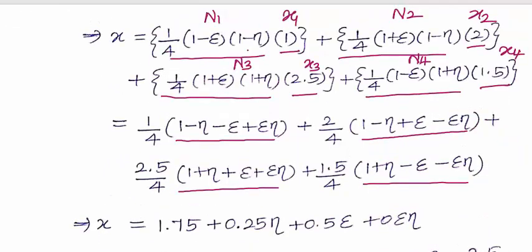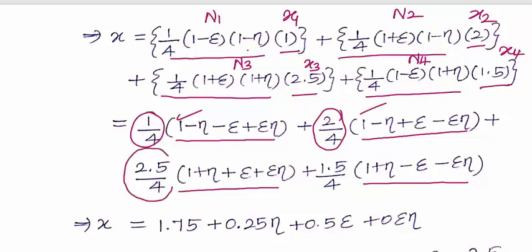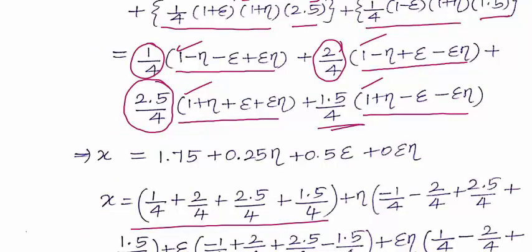First, considering the constant terms, in the first term, the constant term is 1 by 4 into 1. In the second term, 2 by 4 into 1. In the third term, plus 2.5 by 4 into 1. In the fourth term, this is 1.5 by 4 into 1. So then the constant value can be obtained as 1.75.